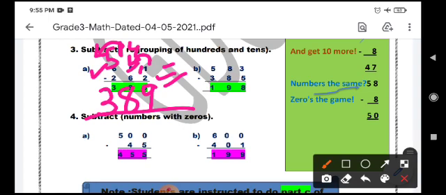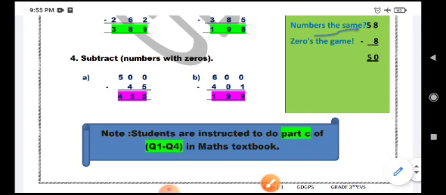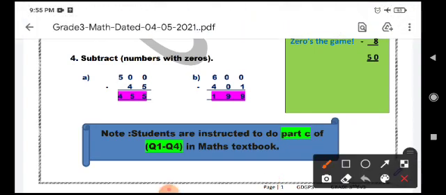Question 3 part B you will do yourself. Question 4 now. Subtract numbers with 0. You know, regrouping is taking some value from one place and giving it to another place, the place that needs more. What will we do in this question? See, we are having more on the floor. We are having 0 on the top. What will we do? We will subtract the ones place first.